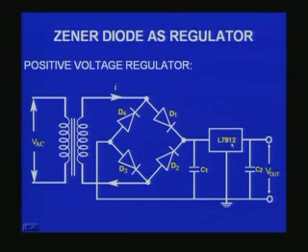7812, for example, means it is a 12 volts positive regulator. So the output voltage will be positive and it is around 12 volts. So it is very easy for us to build a regulated voltage source by using a very simple transformer, bridge rectifier and a filter capacitor and a 3-terminal IC regulator.